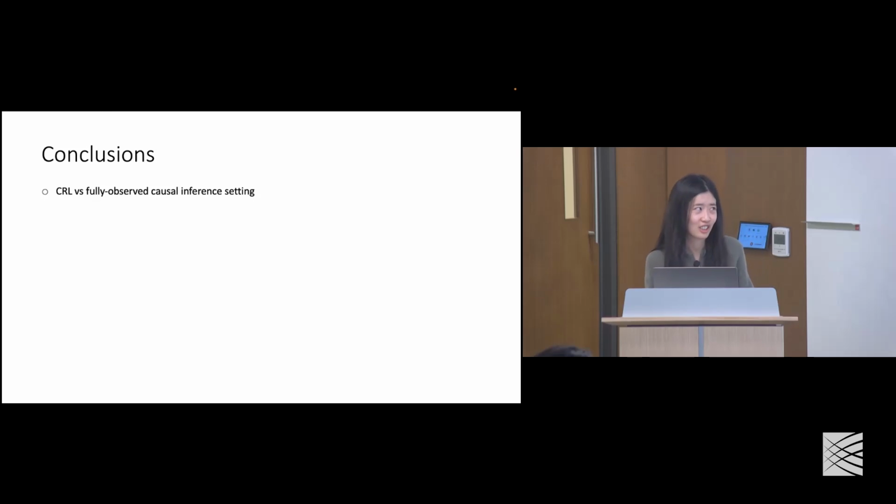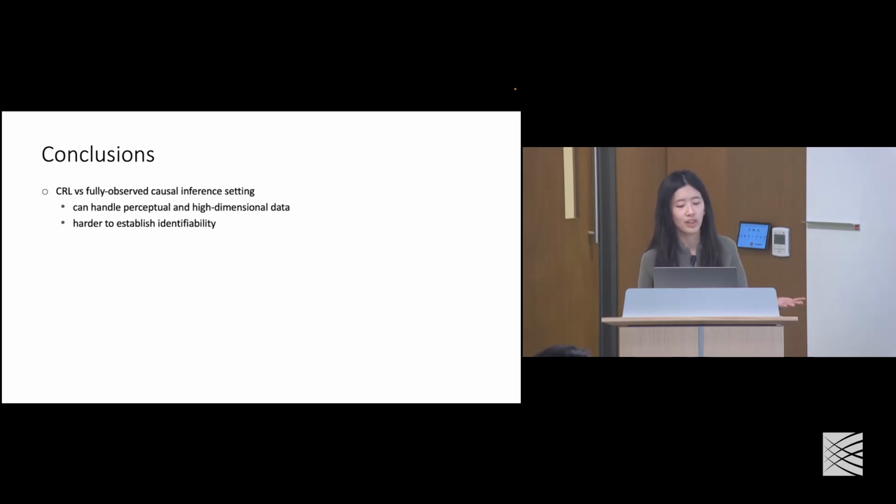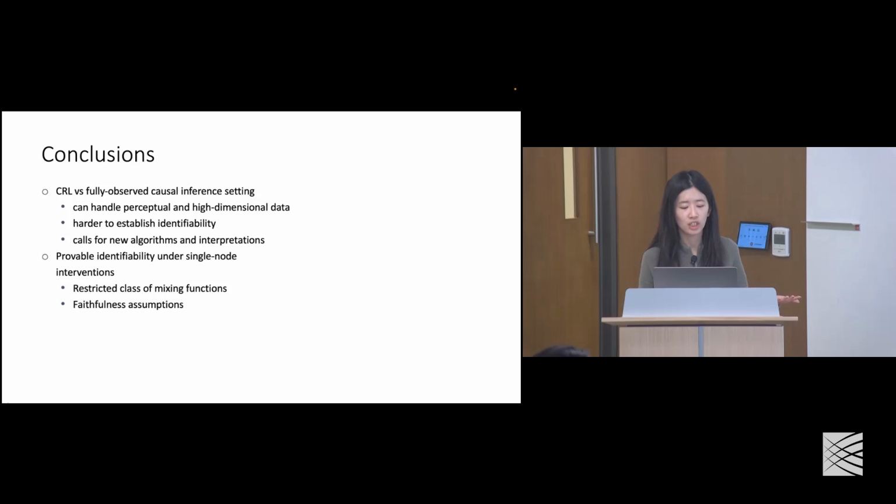So what I talked about today is a bit of a primer to describe the relevant mathematical concepts. And then mainly after that, I talked about how the CRL setting is different from the fully observed causal inference setting, in the sense that it can handle perceptual, highly dimensional data, but then it will be harder to establish identifiability. In some sense, this also calls for new algorithms and interpretations to learn the latent graph or latent causal model. And then the second thing I talked about is provable identifiability guarantees under single node interventions.